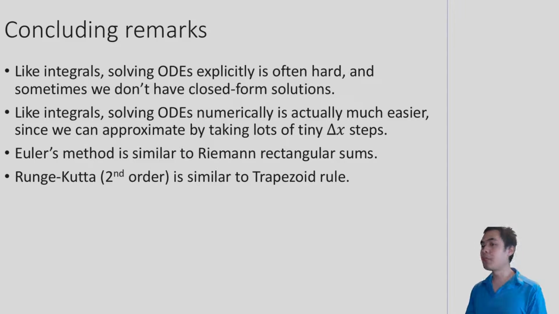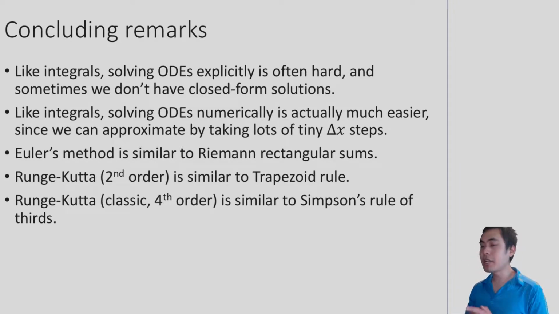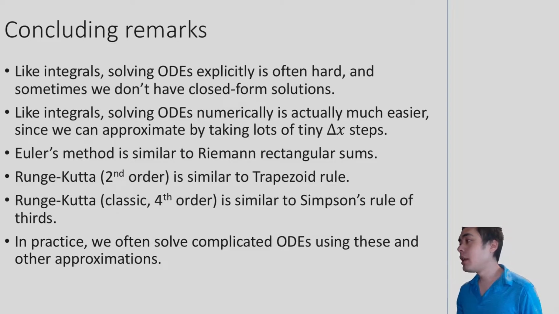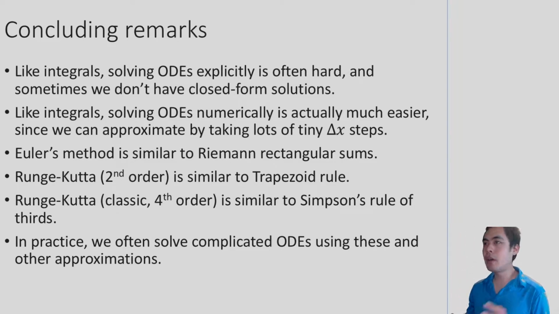Runge-Kutta, second order, is similar to the trapezoid rule, where you make use of the average of the slope at the midpoint, basically. So it's not the same, but it's similar. It turns out that the fourth order method is actually the same as Simpson's one-third rule, which was one of the advanced numerical methods that I briefly mentioned when I was talking about numerical integration. And in practice, we oftentimes solve complicated ODEs using these and other approximations. And that ends this section. So that ends the section on numerics.